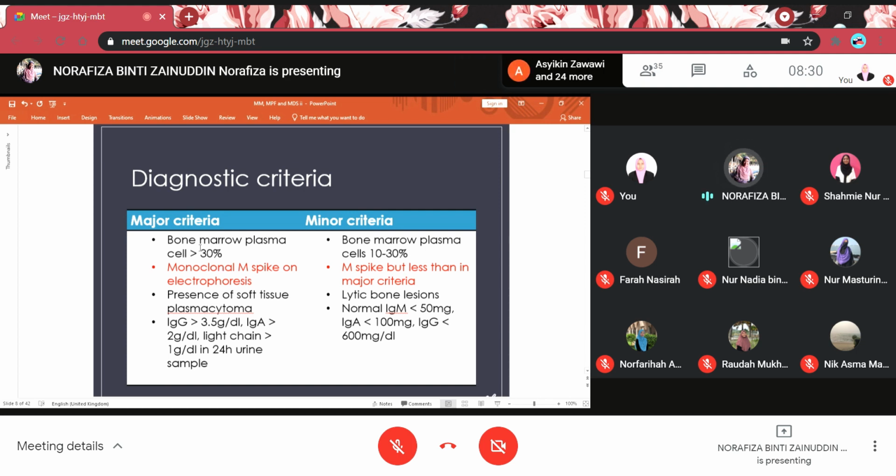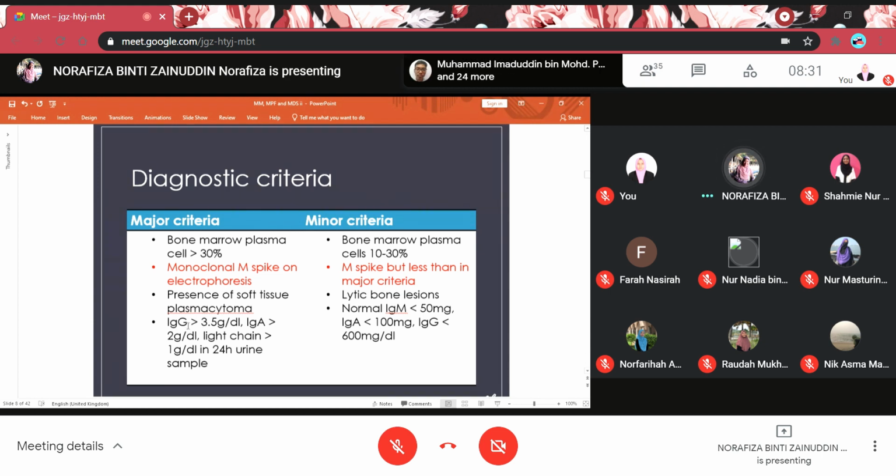So the major criteria is bone marrow plasma cells of more than 30%. The monoclonal M spike appears upon electrophoresis, and there is a presence of soft tissue plasmacytoma. Please have a look at this term in the textbook. And there is also a level of immunoglobulin in the patients.